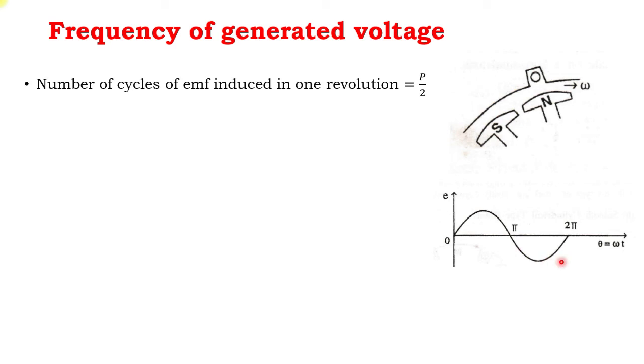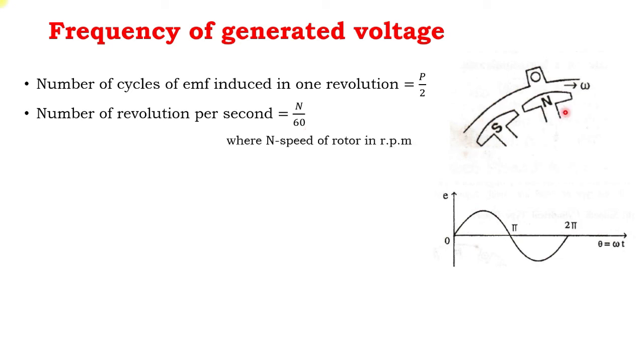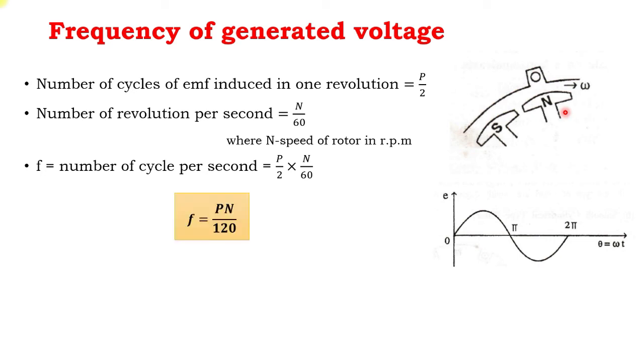To create one complete cycle, we require two poles. Therefore, the number of cycles of EMF induced in one revolution is P by 2. Then the number of revolutions per second is N divided by 60, where N indicates the speed of the rotor. Then F is the number of cycles per second. F means frequency. As you know, frequency is nothing but the number of cycles per second, that is equal to P divided by 2 into N divided by 60.